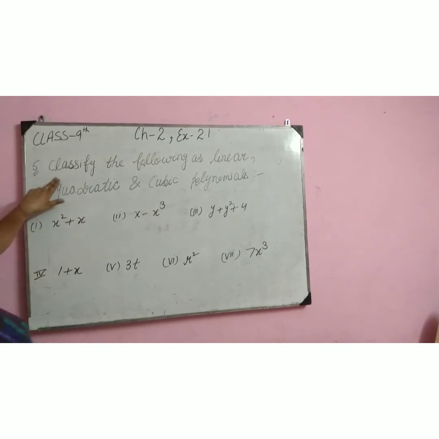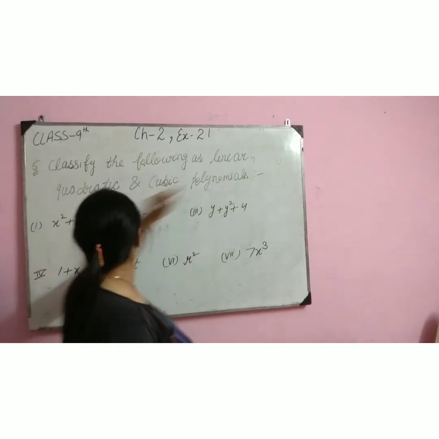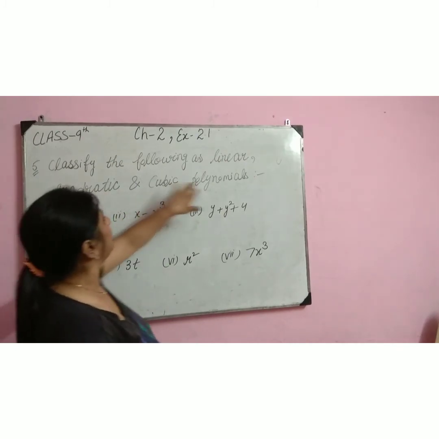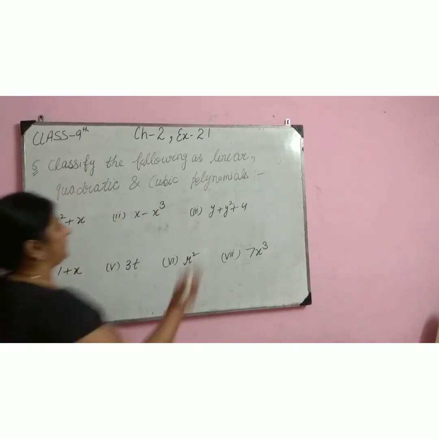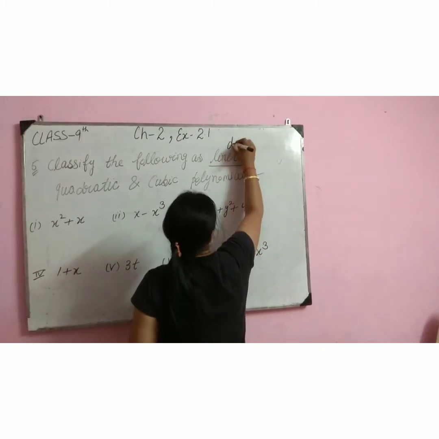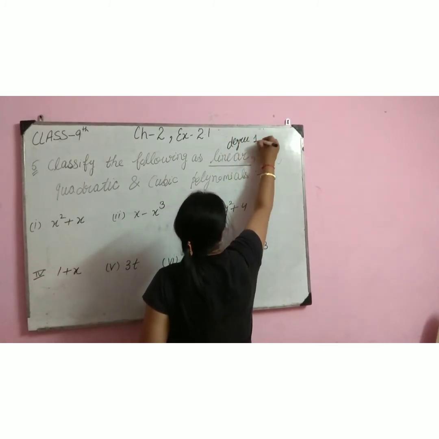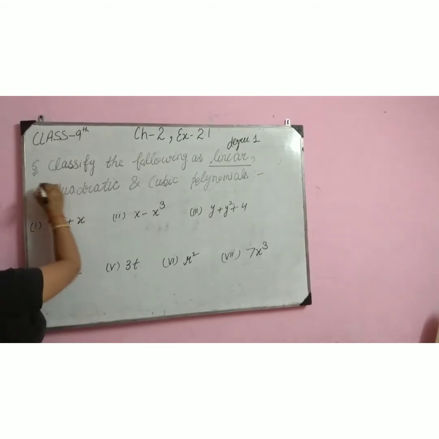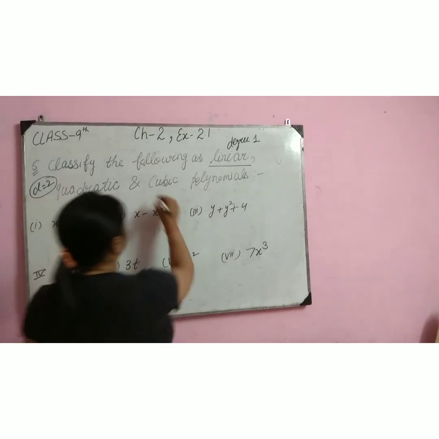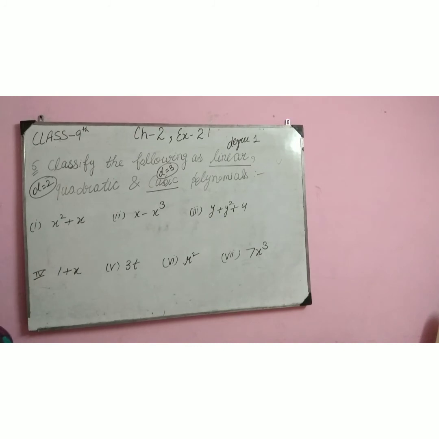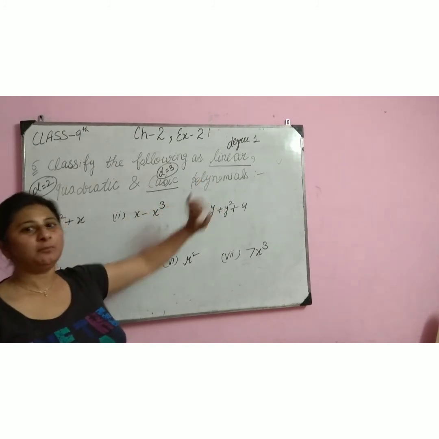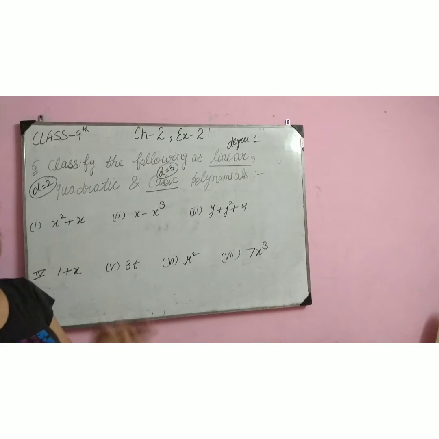Question number 5. Classify the following as linear, quadratic, cubic and polynomial. Once again I explain: linear, degree 1. Quadratic, degree 2. Degree means power. Cubic, degree 3. And when we talk about a polynomial, consider the degree as the highest power.